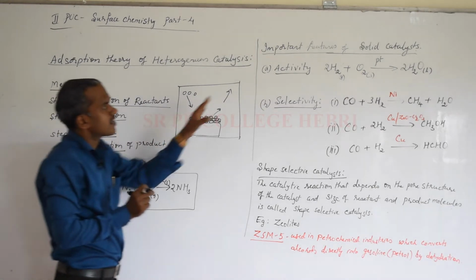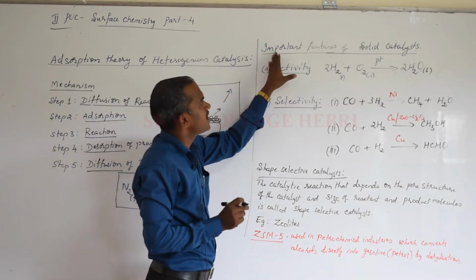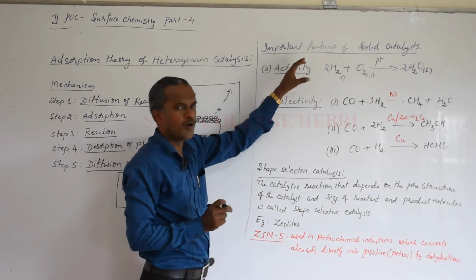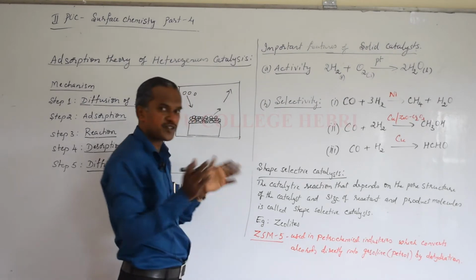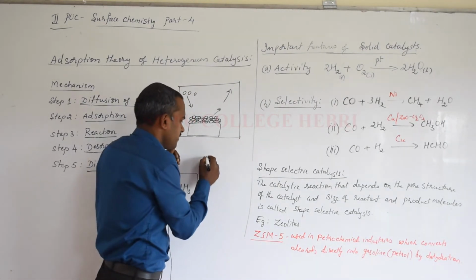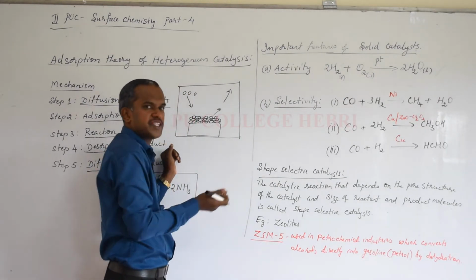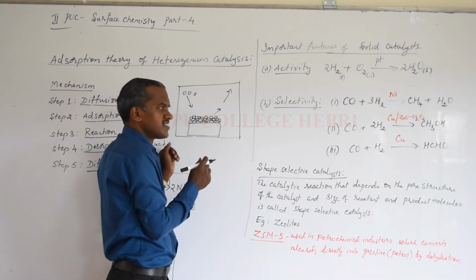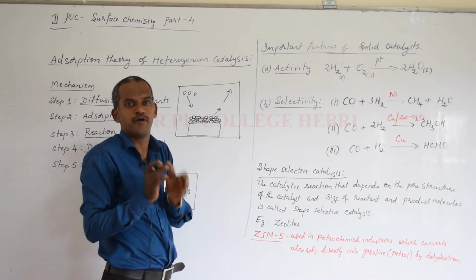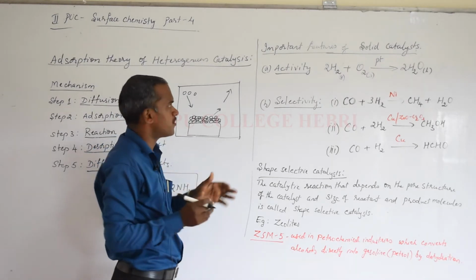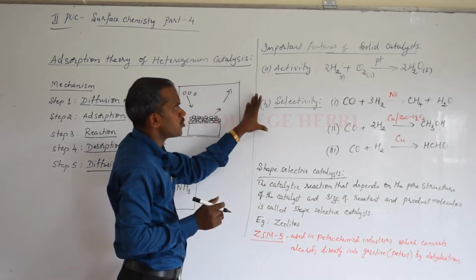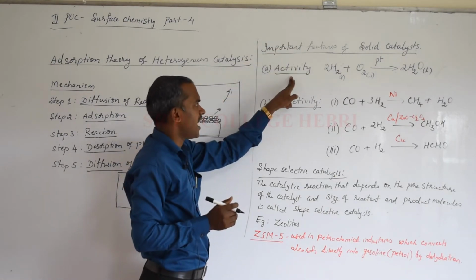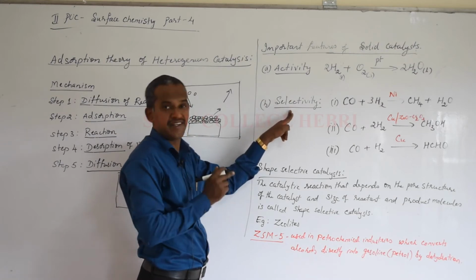Coming to the next important thing, important features of solid catalysts. Whenever we take a solid catalyst, there is one efficiency factor. A catalyst can be in all 3 physical states, but a solid catalyst has more surface area in the powdered form, so it is more efficient in the powdered form. Two important things to understand are activity and selectivity.